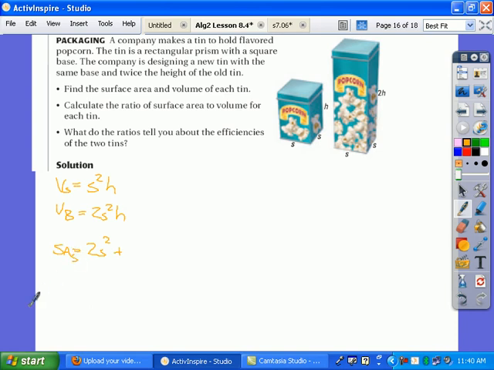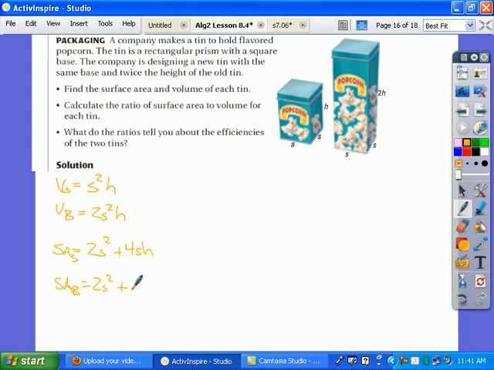So plus 4SH. Okay, if we want to find the surface area of the big guy, it's going to be S squared and S squared, so that's again 2S squared. Plus, and now the area of this face is 2SH, and there are 4 of those faces, so plus 8SH. Okay, so this is the volume and the surface area.